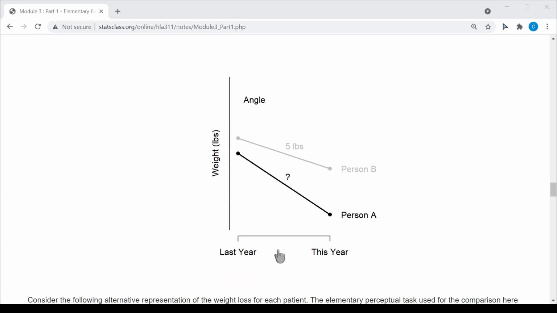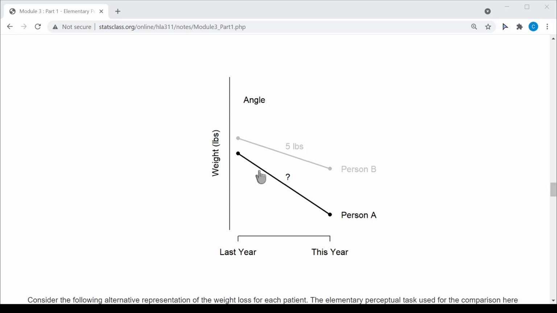So here I have just weight loss from last year to this year for person A and person B. Person B here has lost 5 pounds. So how much weight do you think person A has lost? Okay, this is a little bit harder because angle, again, is not a very efficient EPT for our minds to use. It looks like it's more than 10.